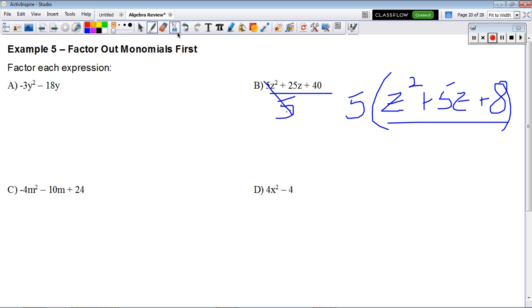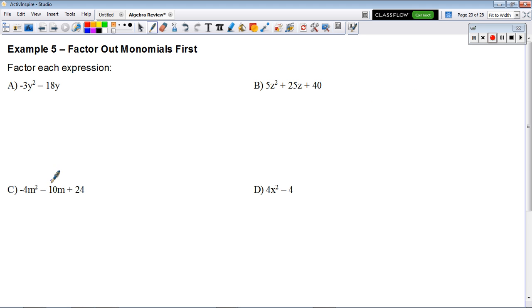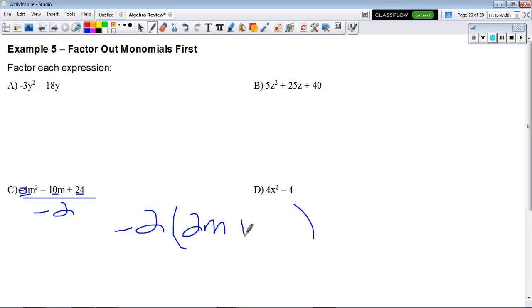For part C, notice with this I have a negative in front of the squared term. I want to factor that out. And then notice that 2 can go into each one of these terms, 4, 10, and 24. So I'm going to factor out a negative 2 here. And when I do that, everything gets divided by negative 2. So negative 4 divided by negative 2 is positive 2. Negative 10 divided by negative 2 is positive 5. And then 24 divided by negative 2, so that should be an m squared there, this would be negative 12.